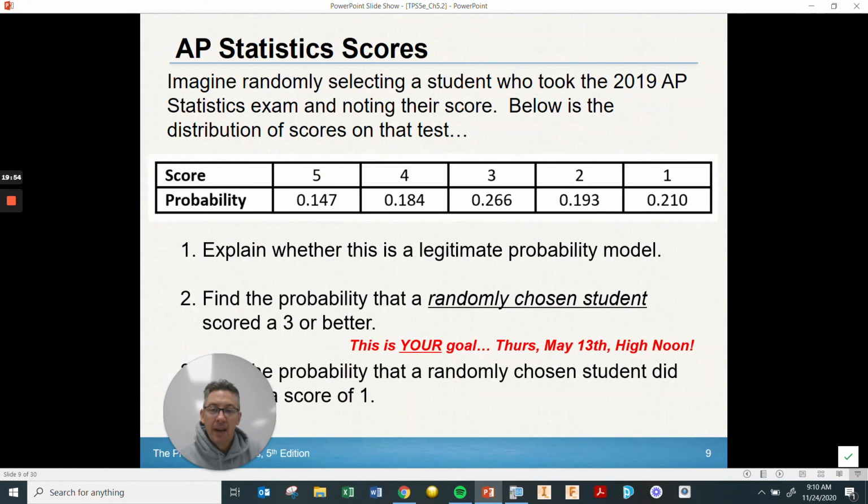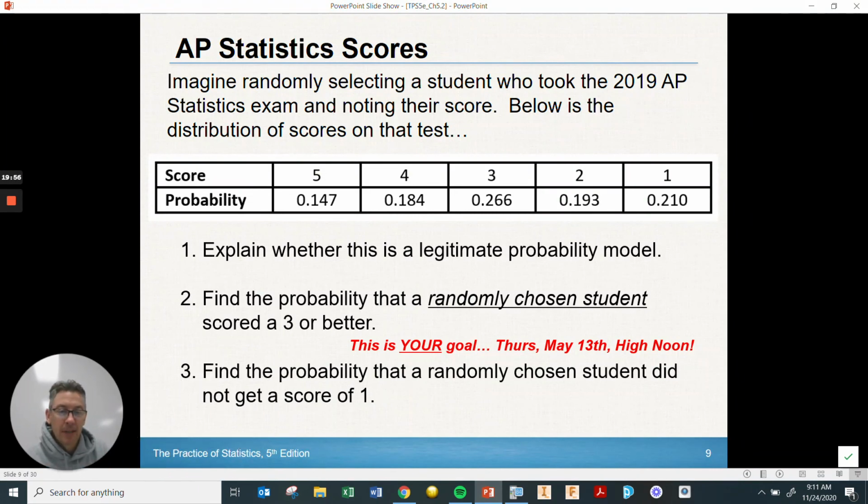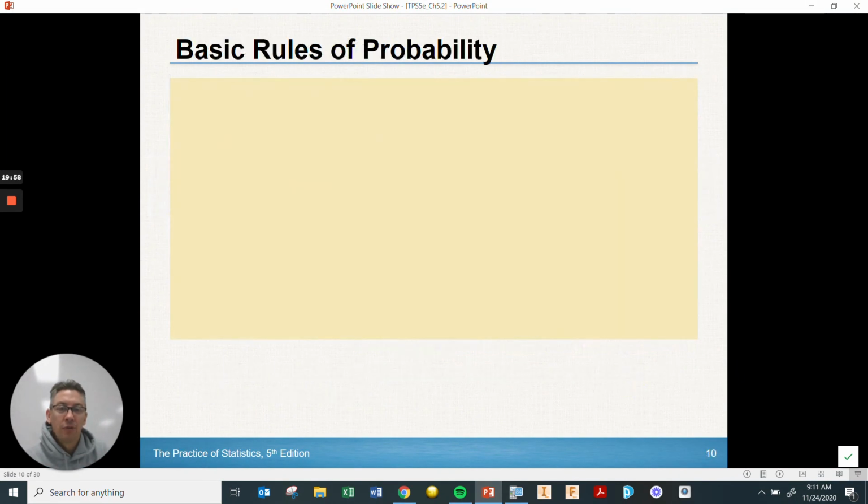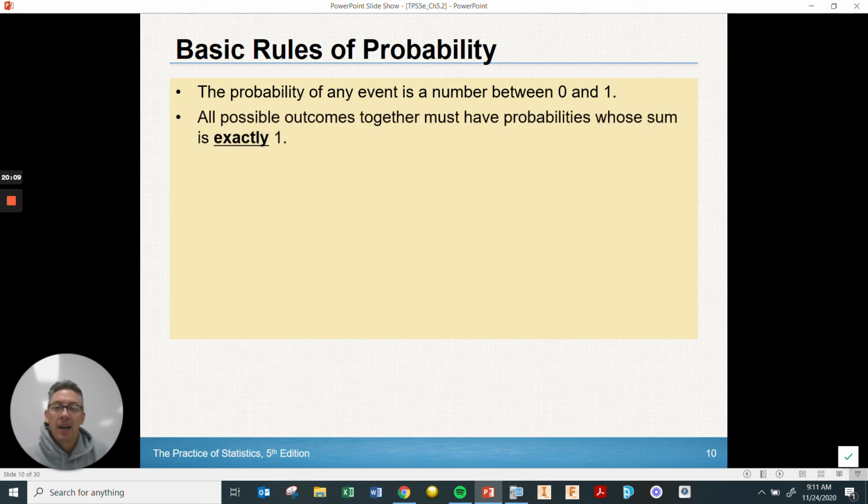All right, so let's wrap this up here a little bit. We actually used a few different rules of probability in this video. We talked about how any probability has to be a number between 0 and 1. Can't have negatives, can't have above ones. We talked about how if we add up all of the outcomes, we better get a total of 1. We just checked that on the AP exam scores problem.